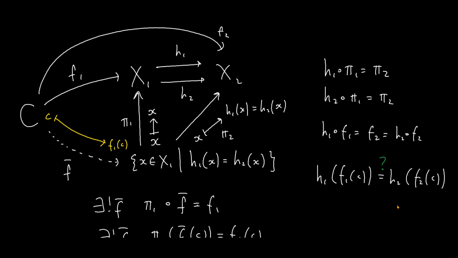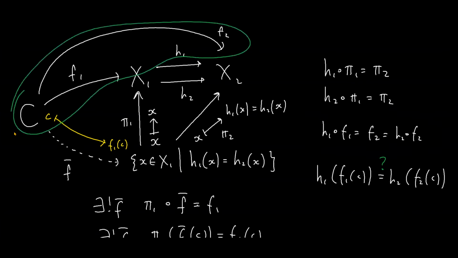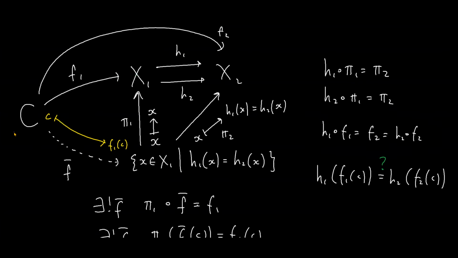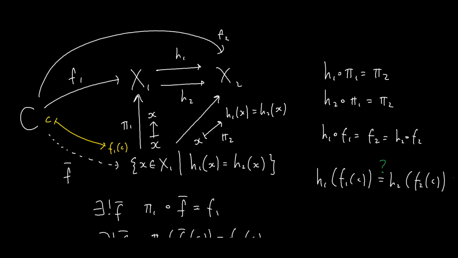Yes, so I think that must be true because that's the requirement we put on C and F1 and F2. Exactly, that's the requirement we put on the triple C, F1, F2. So we proved that we found the limit basically of this diagram. It's given by what is called the equalizer of the two functions.